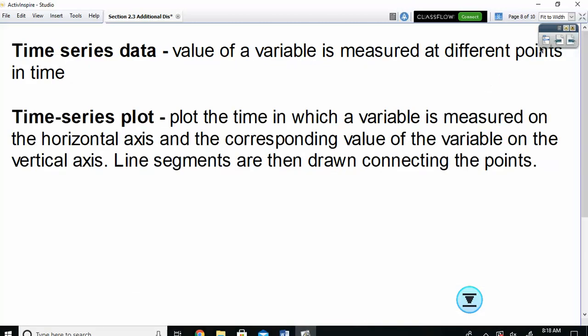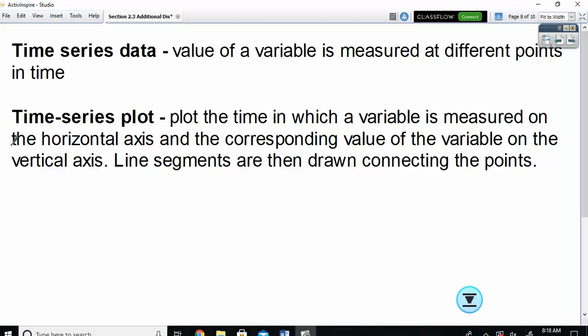So the last thing we have is time series data. It's just when your data is measured at different points in time. And when you graph those, it's what's called a time series plot. So in those, your x-axis is always some unit in time. So it might be minutes if you're talking about a chemical reaction that's occurring.